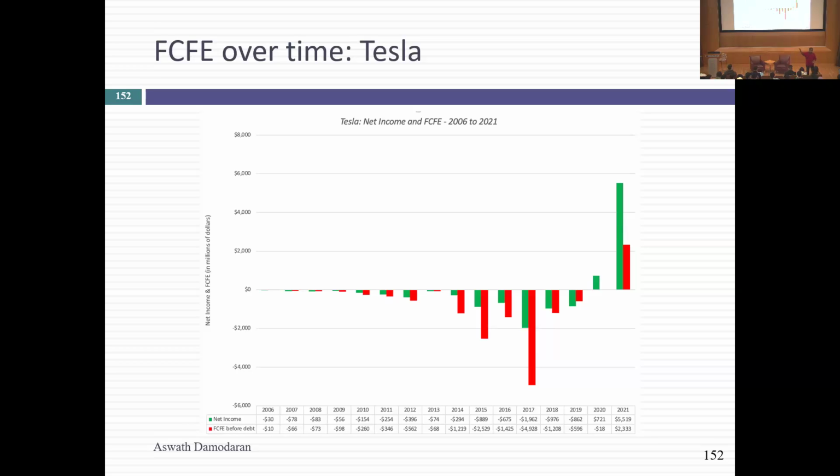If you graph out these high growth companies over time, you're going to see something like this show up. So if you're valuing a Google or a Facebook, go back and get the data right from the beginning and graph out both net income and free cash flow to equity, and you're going to see this phenomenon play out.